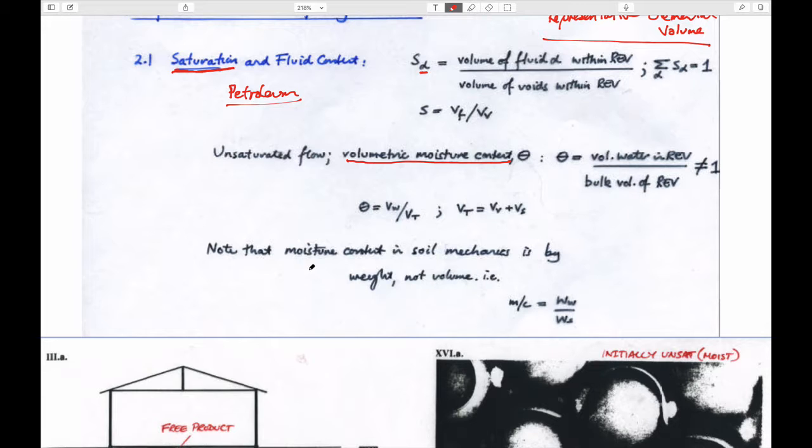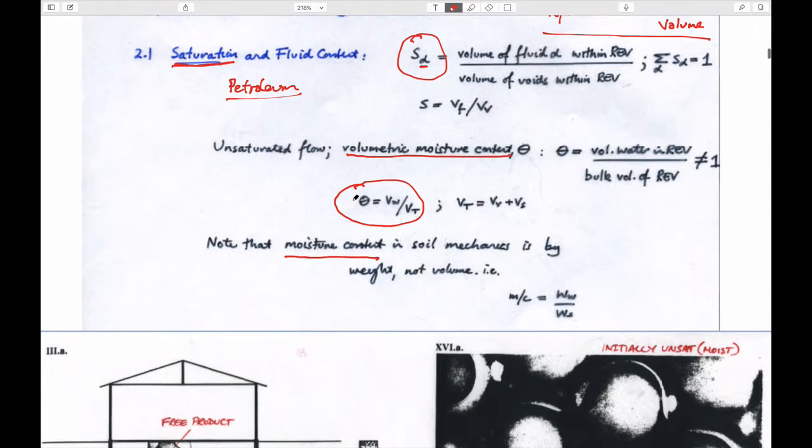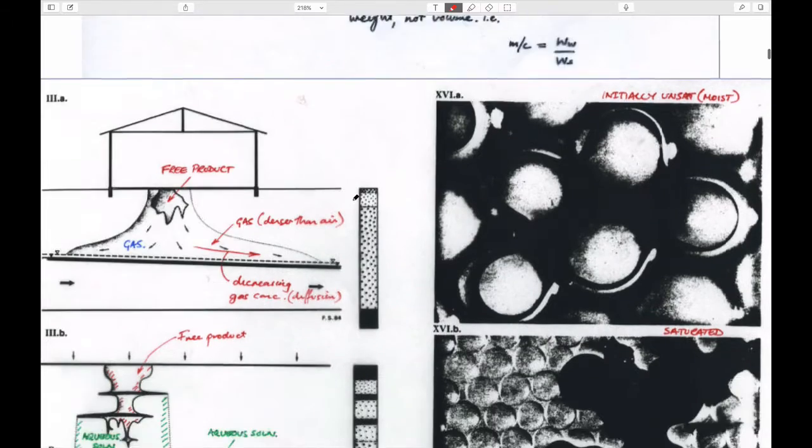The other definition of moisture content is by weight, in soil mechanics. But the one that we'll use most is saturation, and we'll use volumetric moisture content slightly when we talk about the vadose zone, but most of the time we'll use saturation. Okay, so that's by definition.